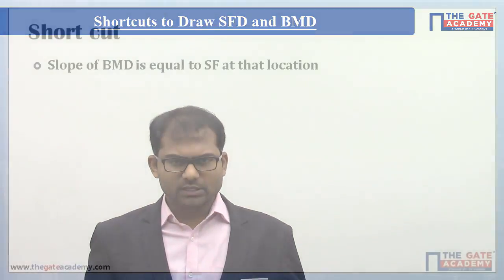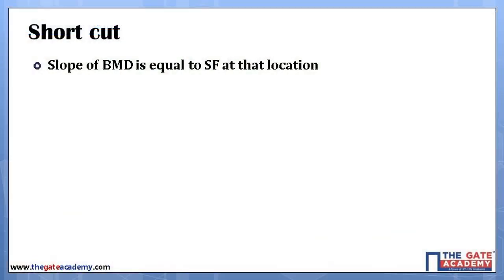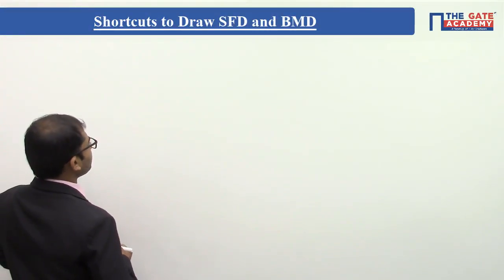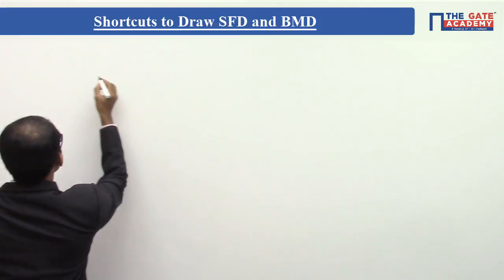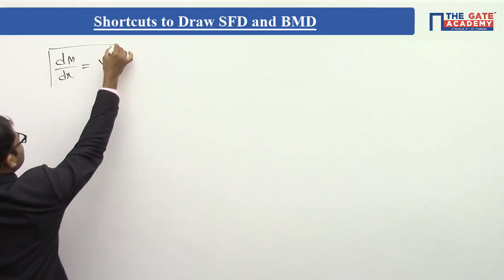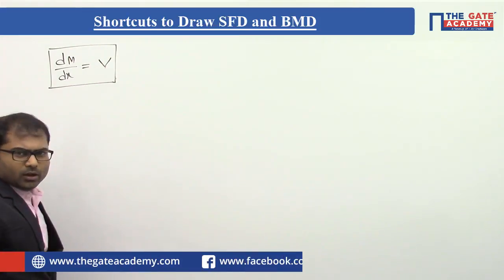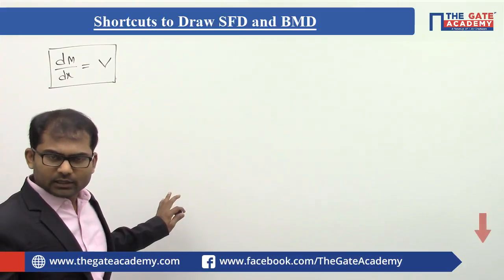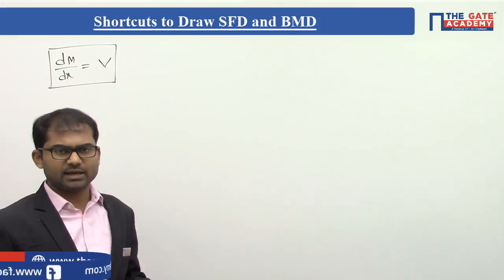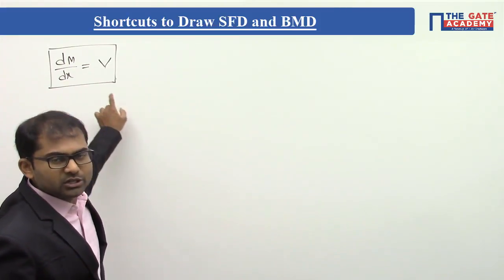The next shortcut you can see on the screen. It's given that the slope of the bending moment diagram is equal to the shear force at that location. That means dM by dx is equal to shear force. So this is this particular statement. It is very easy to apply. Clear? Anyways, it's also a result. If you go through the derivations, you can understand that the slope of the bending moment diagram will come out to be the shear force value.